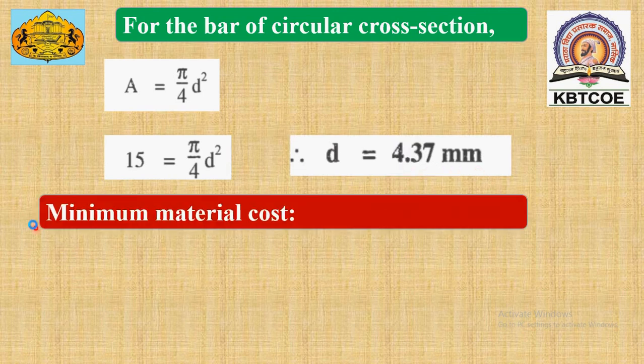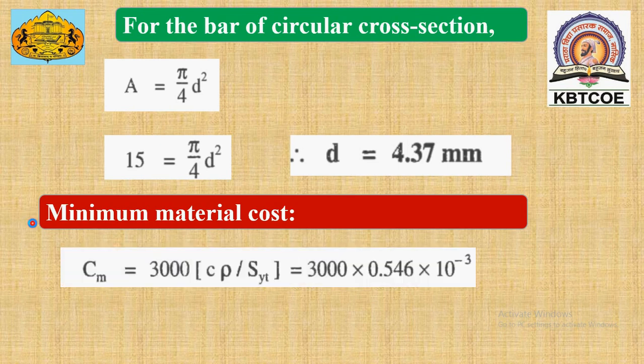Now minimum material cost. So Cm is equal to 3000 in bracket C rho upon SYT. So put the value of the material selection factor of plain carbon steel, and calculate Cm. So Cm is equal to 1.638 rupees, which is the minimum cost.